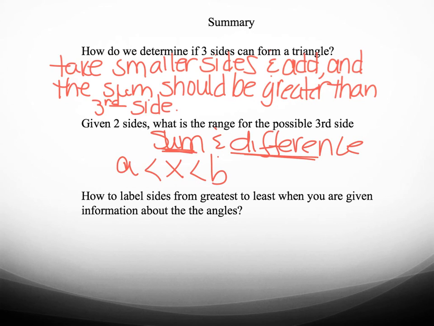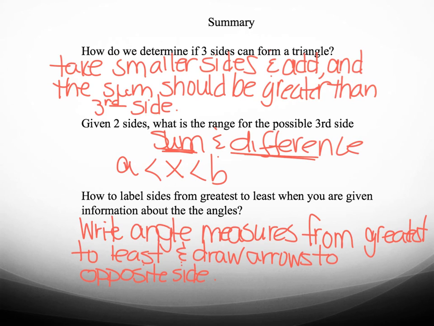Last thing, how to label sides from greatest to least when you are given information about the angles. The first thing you want to do is write angle measures from greatest to least. Once you have that, draw arrows to the opposite side. And once you write those down, you will have the sides in order from greatest to least. So that concludes our lesson, Unit 5, Day 3.